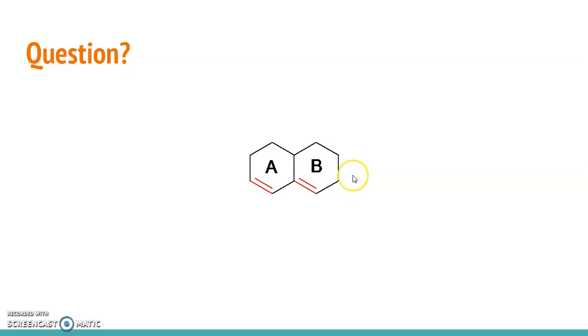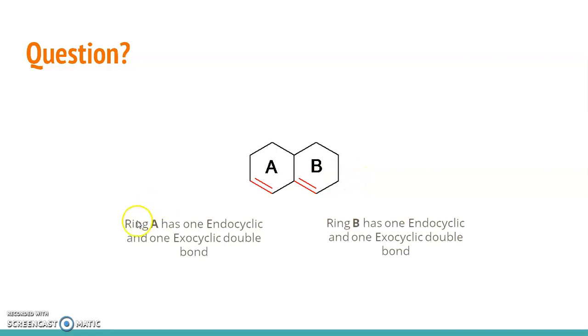So I think hopefully you have guessed it right now. We have a ring A which has one endocyclic double bond and one exocyclic double bond, which corresponds to this double bond. And ring B has one endocyclic double bond, which is this, and ring B has one exocyclic double bond, which corresponds to this.